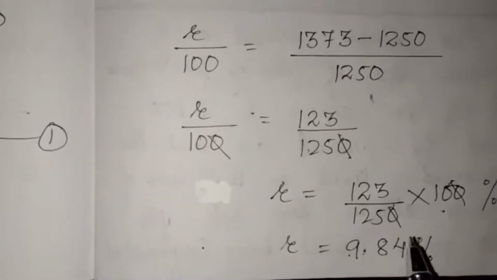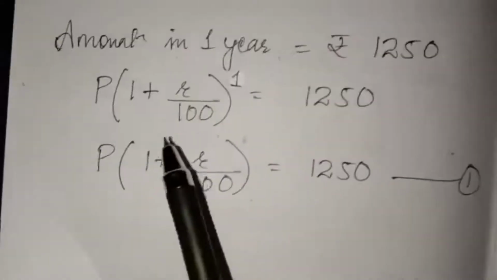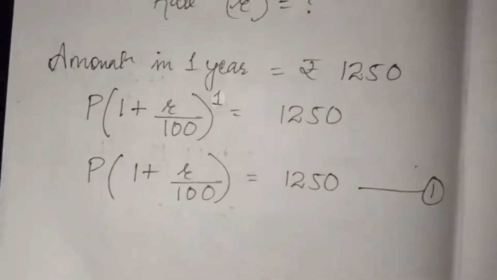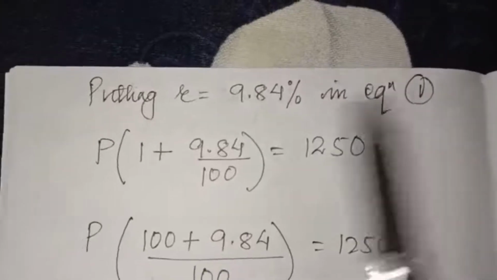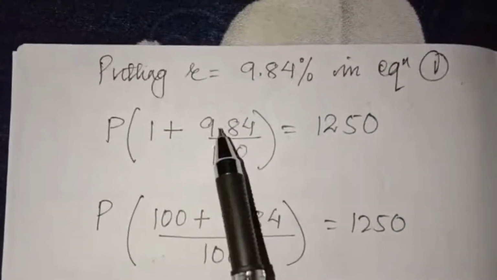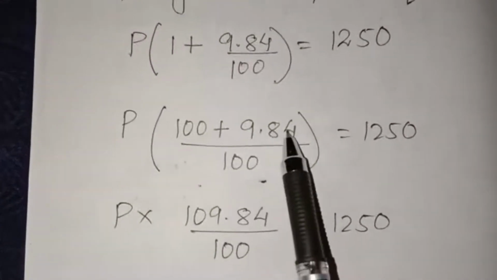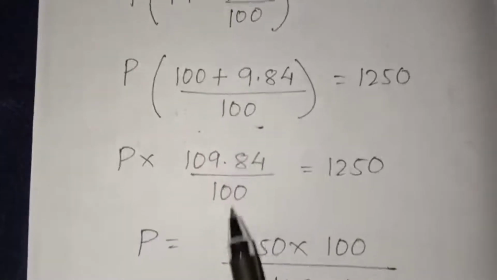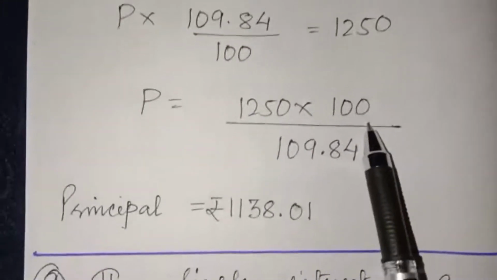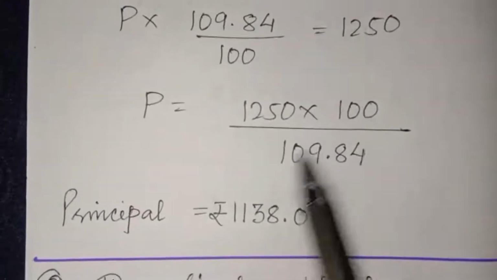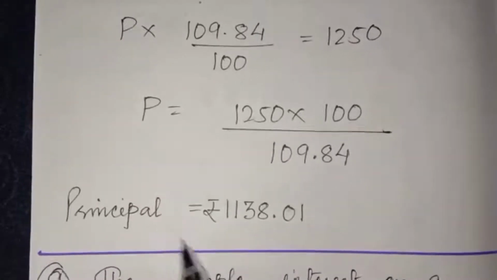So rate we got. Now we have to find principal. To find principal we will use this value of R in equation 1, which is simple. Putting R is equal to 9.84 in equation 1, P(1 + R/100), in place of R 9.84, is equal to 1250. So 100 plus 9.84 is 109.84 divided by 100. This will become reciprocal on the right hand side. Now simplify this. You'll get principal rupees 1138.01. So this is the principal.